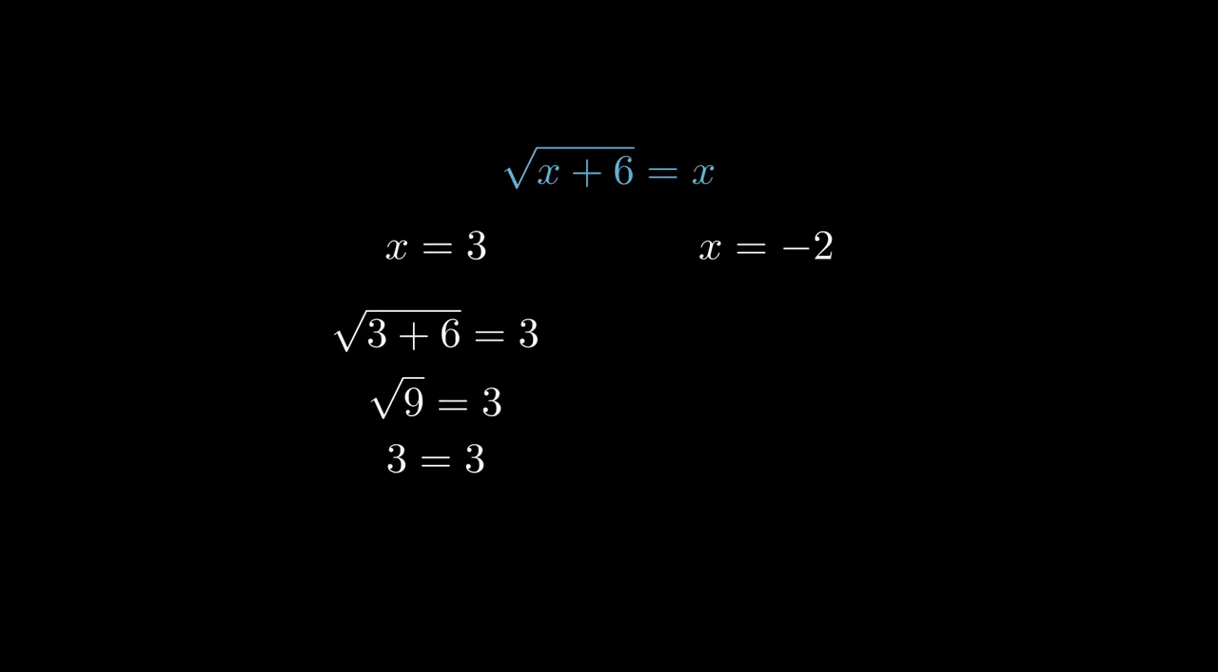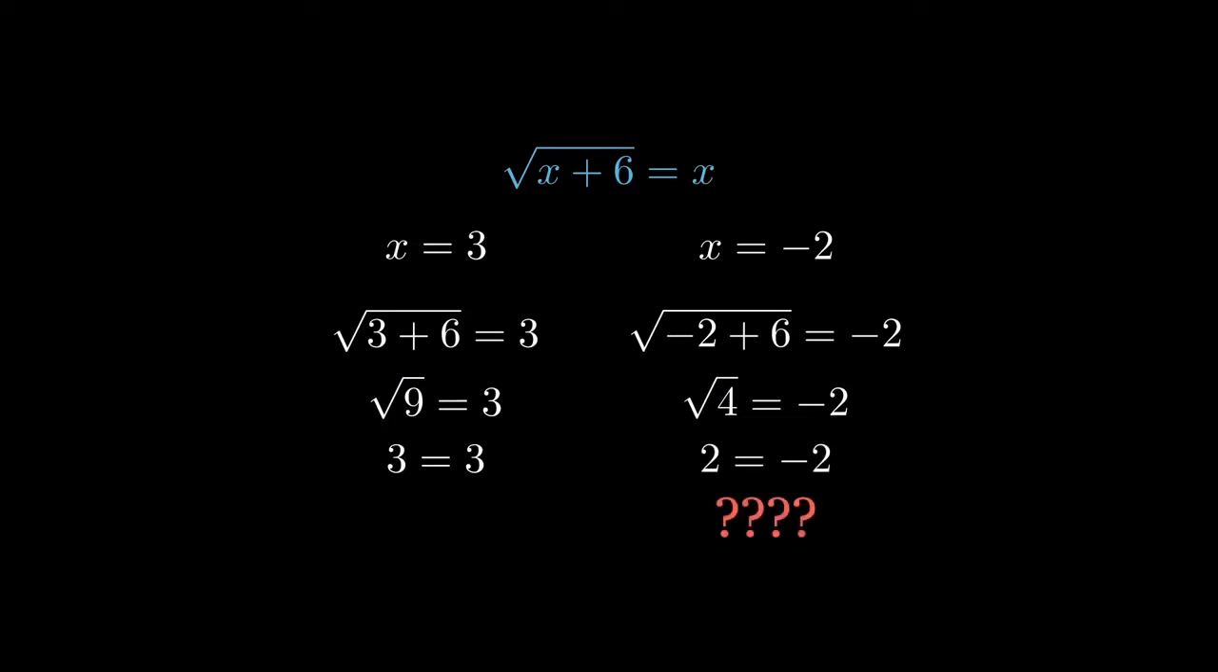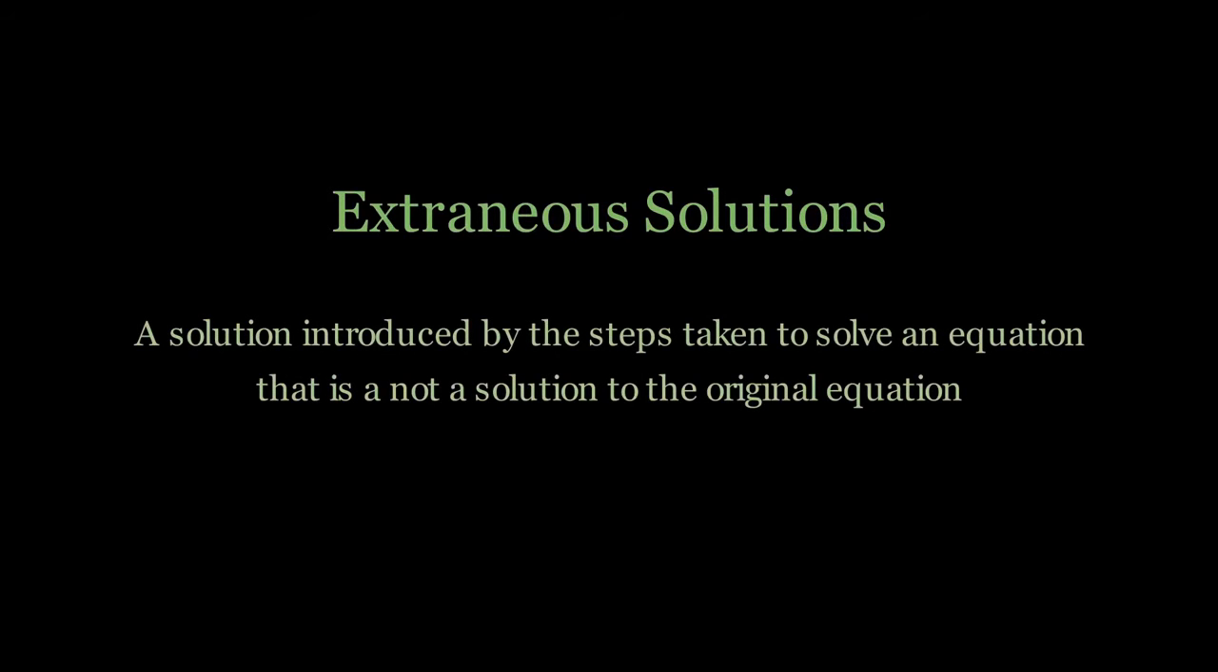We see that 3 is a solution, and then plugging negative 2 in, we see that negative 2 is not a solution. What's going on here? You may have been exposed to this idea before under the name of an extraneous solution. To be a little more precise, we might refer to an extraneous solution as a solution that is introduced by the steps taken to solve your equation, but is not a solution to your original equation.